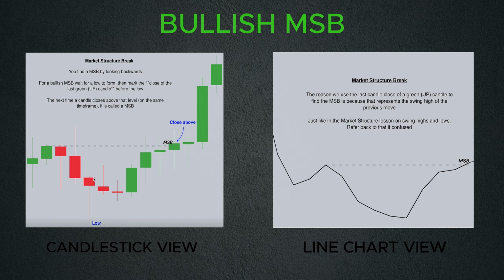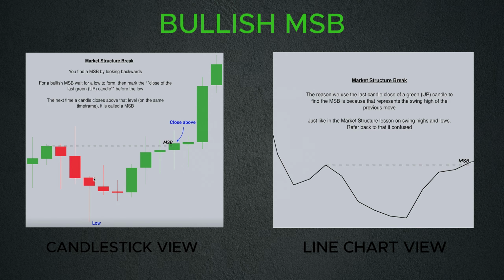At that point you look back: where was the last green candle? The last candle before this low. And you mark your line across the candle close, hence why doing it on the line chart gets you the exact level. The market structure break itself is the next time a candle closes above that level in the same time frame, of course, and then you have a confirmed market structure break.